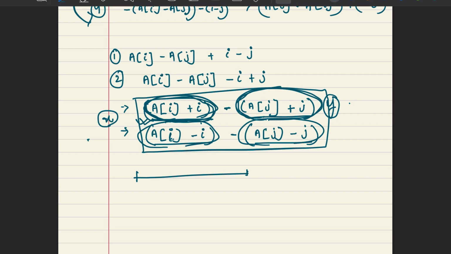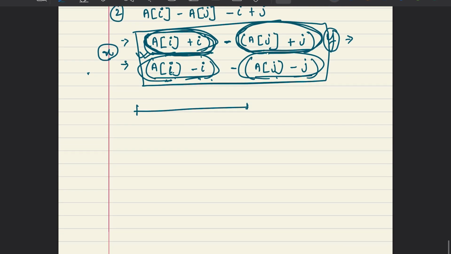We have to find the difference of it, and that will be the maximum possible difference. Similarly, we have to find the maximum value of a[i] minus i and the minimum value of a[i] minus i, and we need to find its difference. So let me repeat it again.